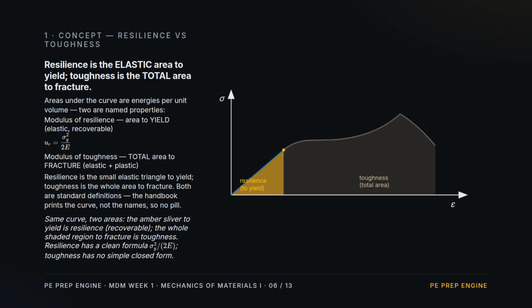Concept 4. Resilience versus toughness, the pair the exam loves to swap. Resilience is the area under the curve up to yield, the elastic energy the material stores and gives back. And it has a clean formula, yield stress squared over 2E. Toughness is the total area all the way to fracture, elastic plus plastic, the total energy absorbed before it breaks. Resilience is a thin elastic sliver. Toughness is the whole area. A spring is resilient. A steel that stretches far before snapping is tough.